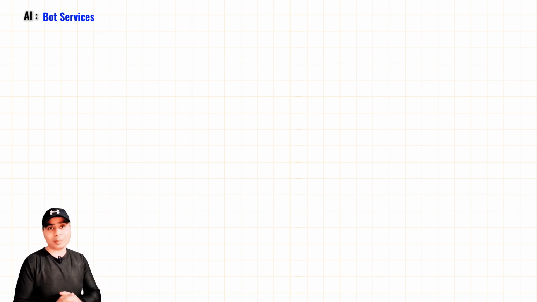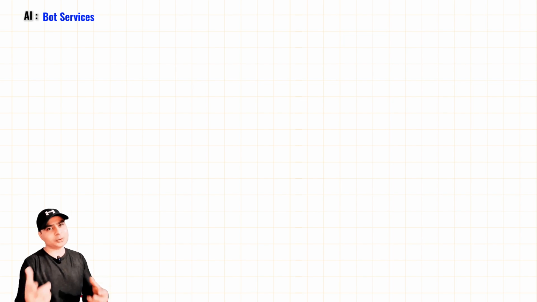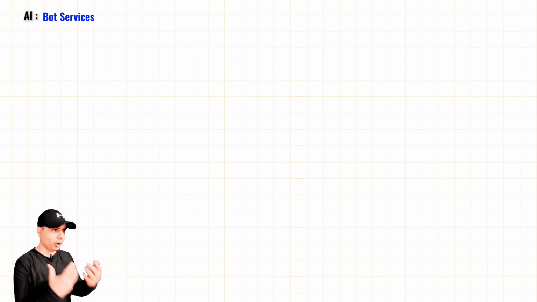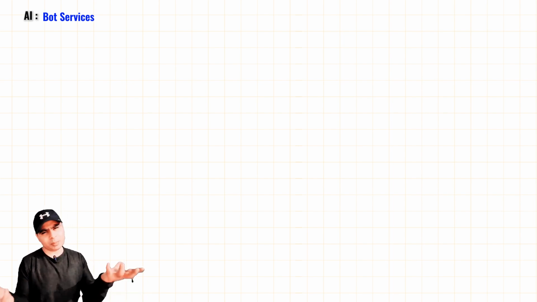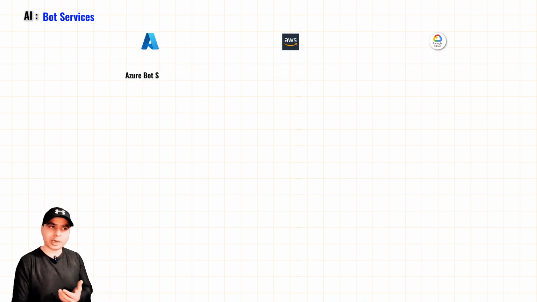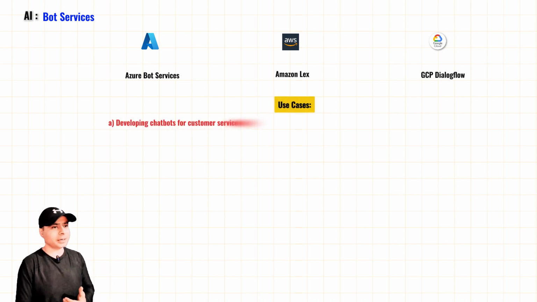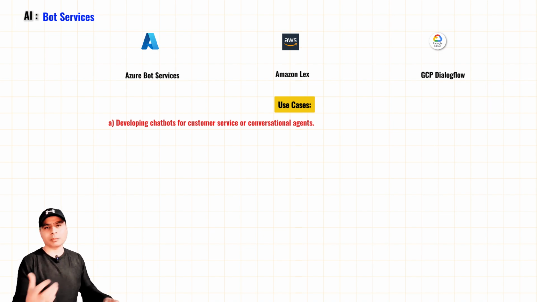The third one I want to talk about under these AI services is bot services. And yes, I'm sure that you know what bot services are. Well, these are platforms for building conversational bots that really interact with humans in natural language. Still primitive, I would say, but they are growing at a really fast pace. From the Azure side, we have Azure Bot Services. From Amazon, we have Amazon Lex. And from Google, we have Dialogflow. And what are the use cases? Of course, very understandably, to build and develop chatbots for customer service or conversational agents.